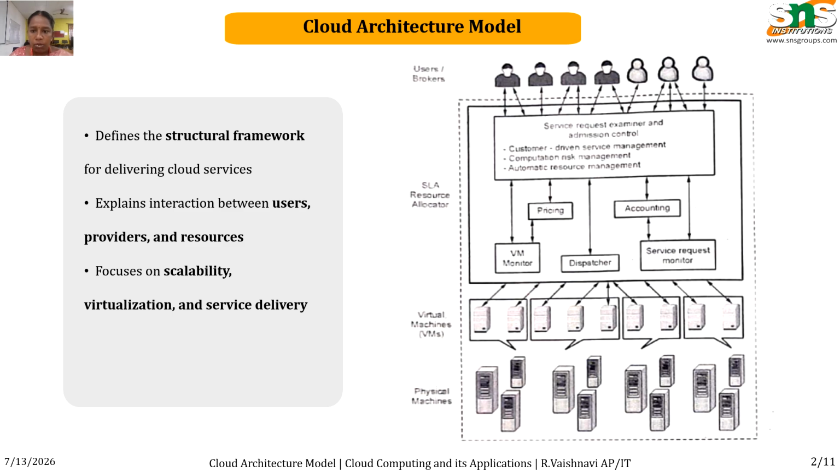First one will be the users or the brokers who interact with the SLA resource allocator, that is the service resource allocator. It sends a request to the service request examiner and then admission control, and then next one will be the virtual machines. After the virtual machines we have the physical machines.